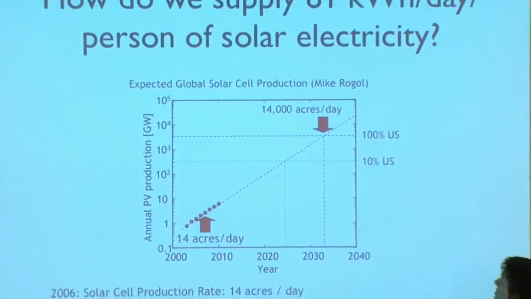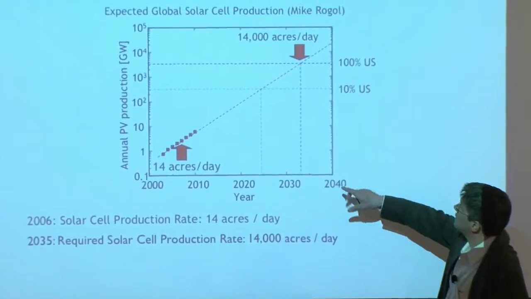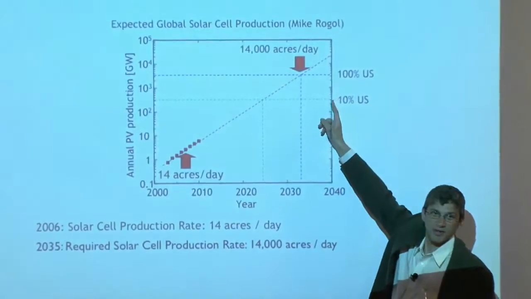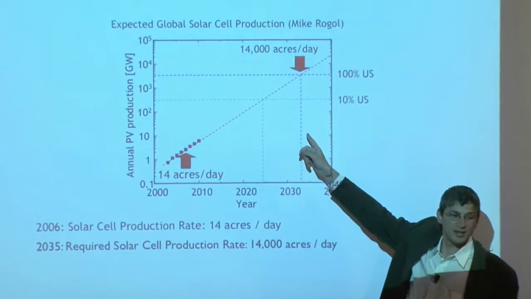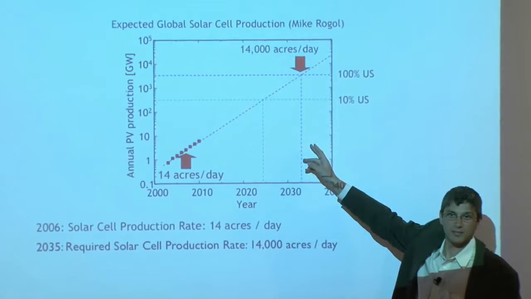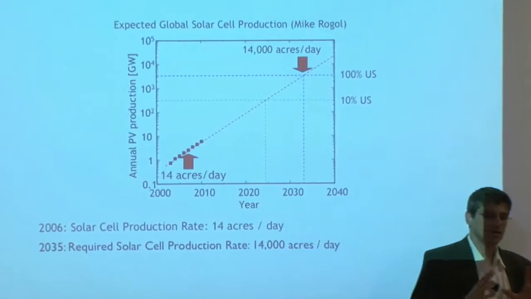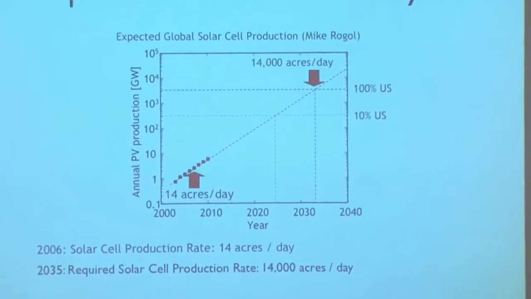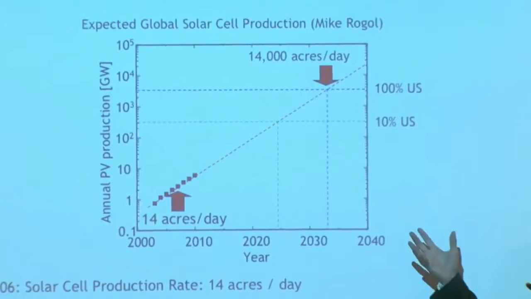Okay, but if you want to meet that target, then you're going to need to get to like 100% of the US electricity generated by solar PV, or close to that, and that would require being able to make 14,000 acres per day, right? And today we make 14 acres per day. So you've got to look at these problems as well when you think about the solar PV problem. You can't just dream up a material and say, aha, right?